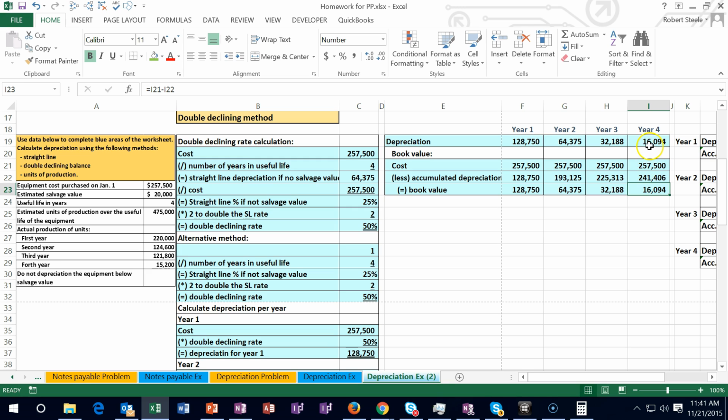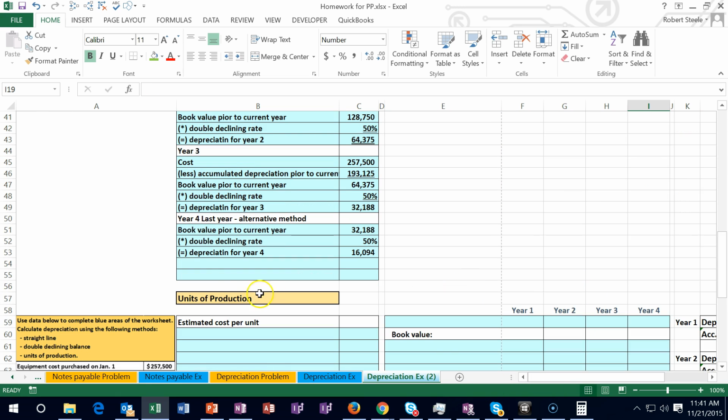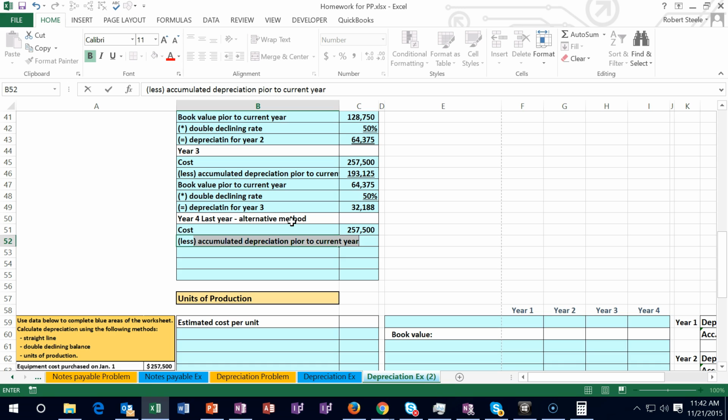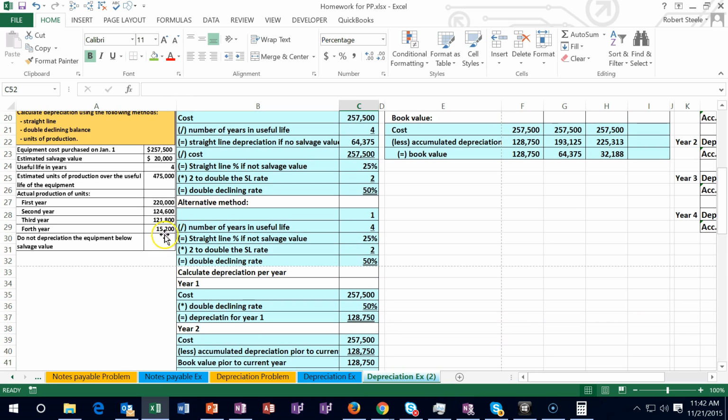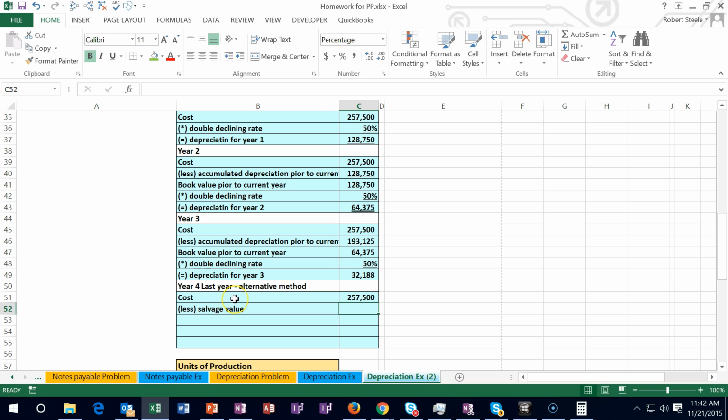So then we've got to think about, okay, well, I'm going to delete this, and I'm going to go back down here. I'm going to do it the way we have to do it any final year. If it's a 7-year property, it's going to be happening in basically year 7 that we'll have to do this kind of plug calculation. Here's one way we can think of it. We're going to start off with the cost again, which is 257.5, and then I'm going to say less the salvage value. And the salvage value, remember, from the problem was this 20,000.